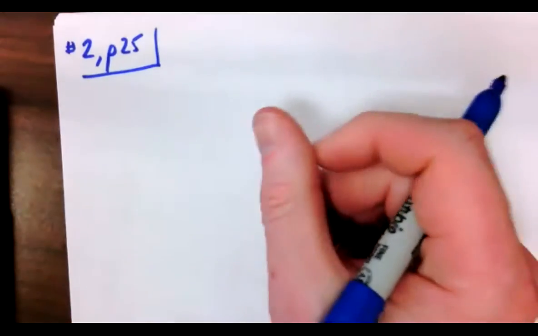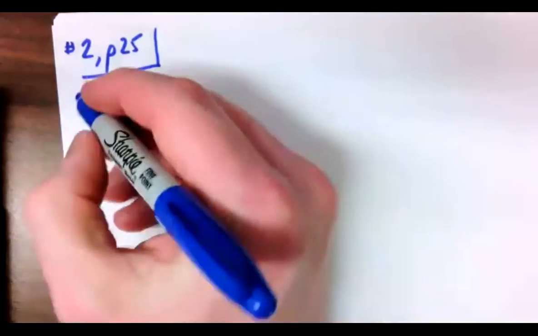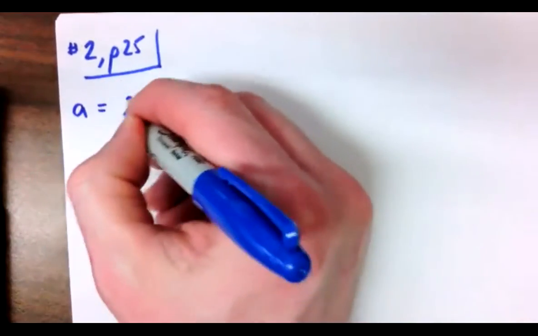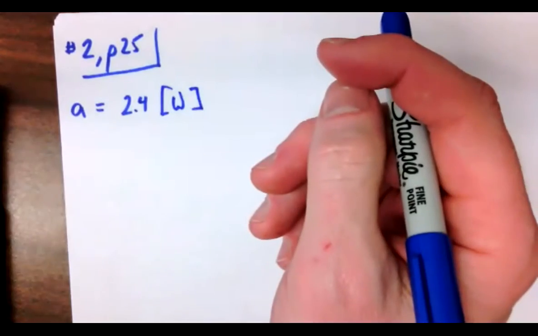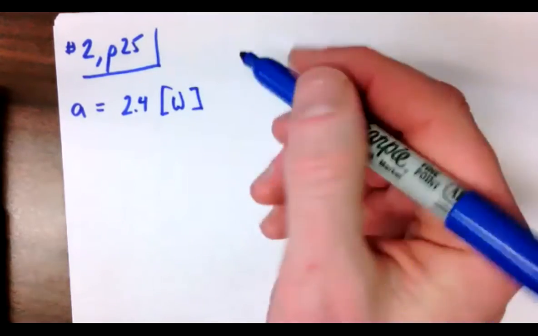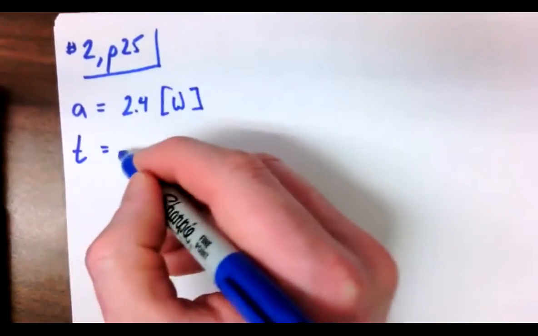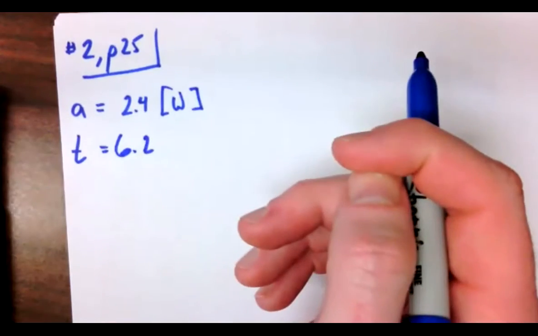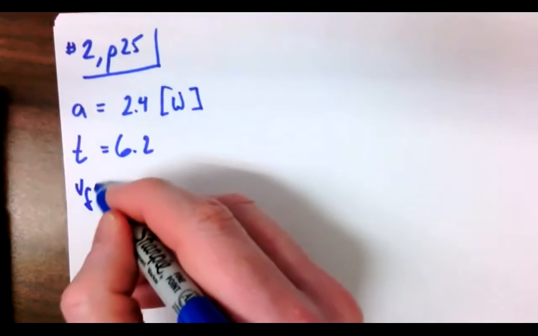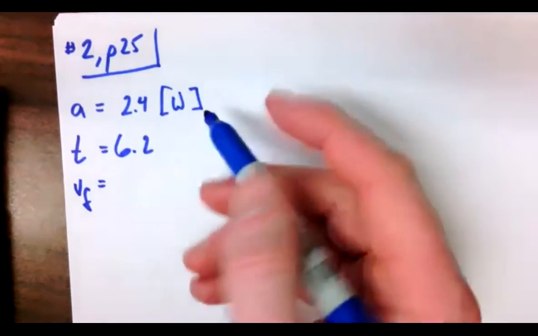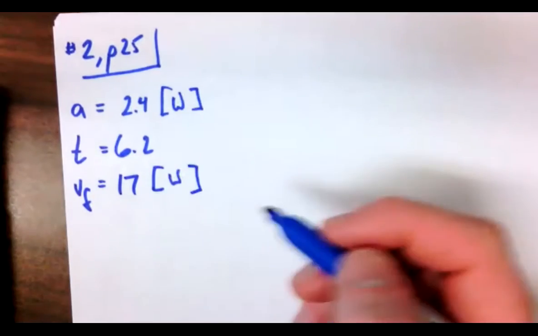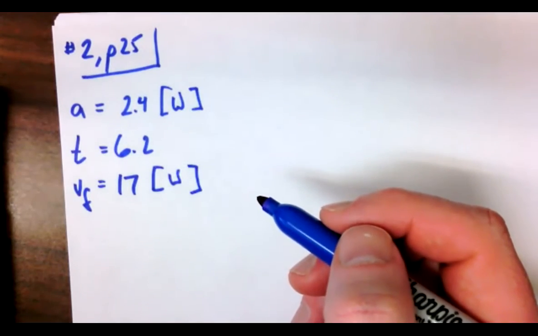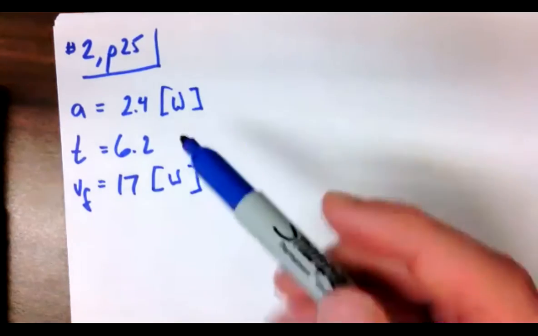Says a speedboat experiences an average acceleration of 2.4 meters per second squared west. So acceleration is 2.4 west. The boat accelerates for 6.2 seconds. That's the fancy way of saying time is 6.2. And as a final velocity, VF equals 17 meters per second west. Now notice they're both west. What was the initial velocity of the speedboat?